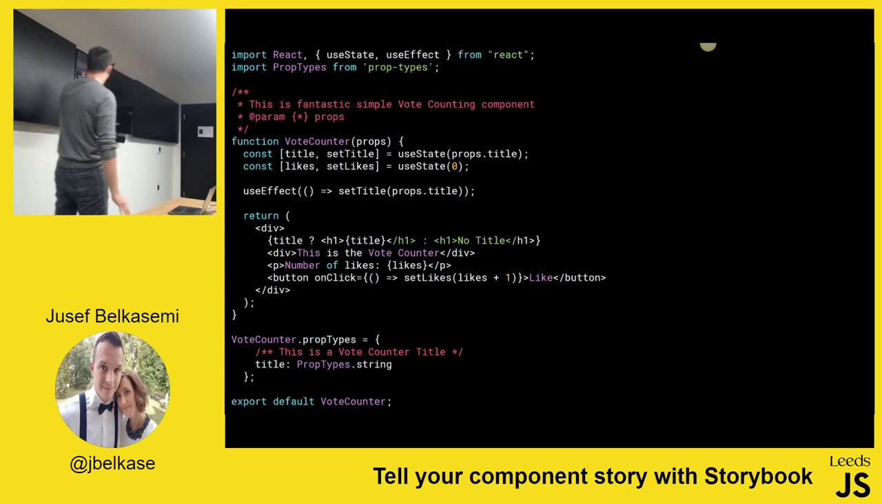So here's the code for the vote counter component. It's a very, very simple component that uses React hooks, and it literally has just a title property that can come in as a prop, and it has an internal state that can be incremented by using a very simple button.